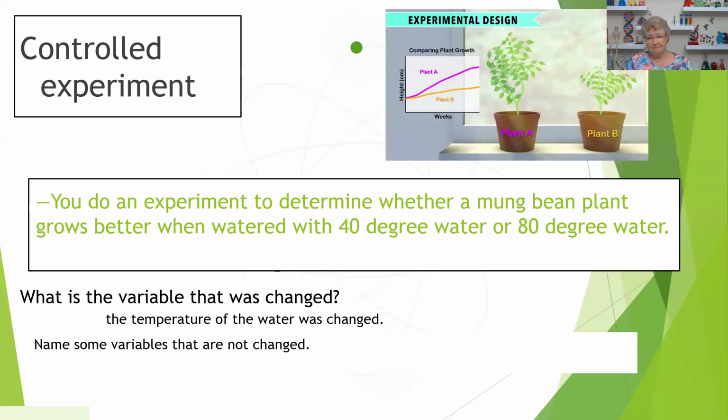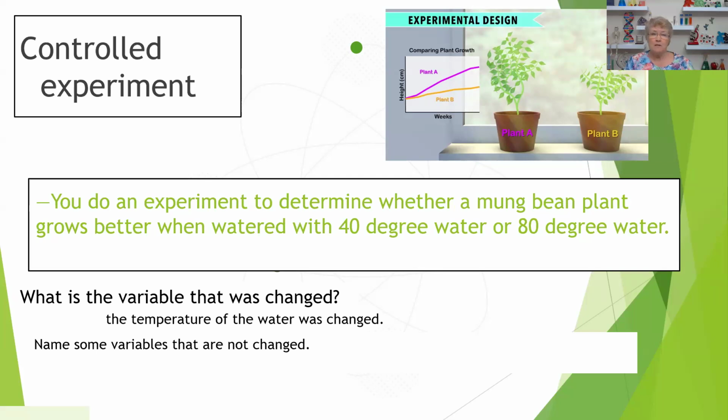Carson. The soil inside of the pot. Yep, we would want to make sure we had the same soil. If one of them was very rocky, clay-filled soil and the other was very nutrient-rich black soil, that'd be another variable thrown in there.